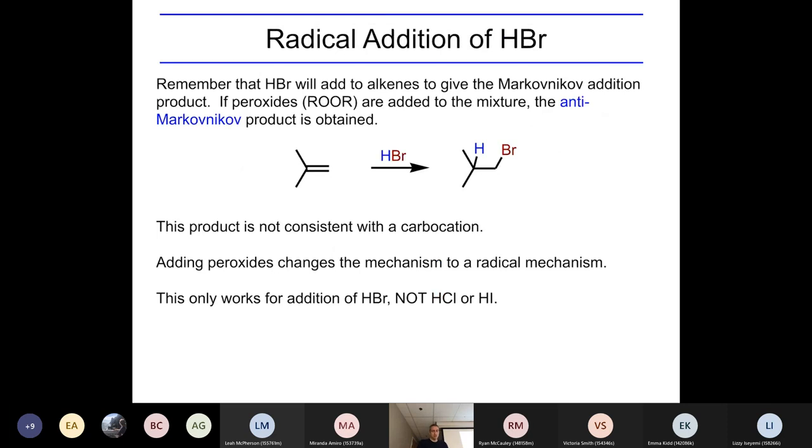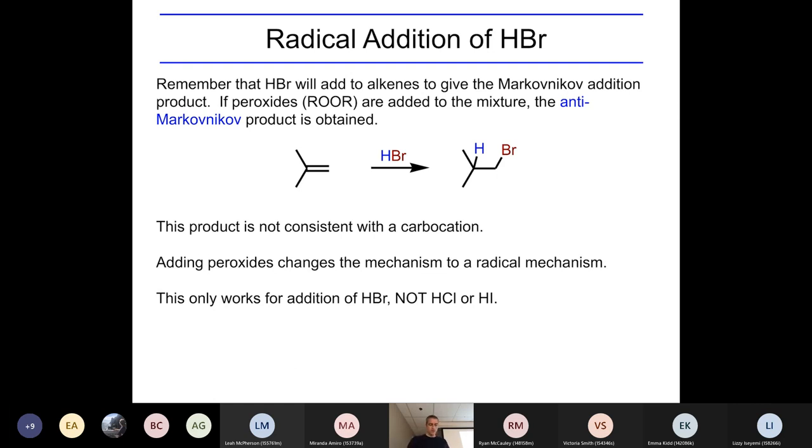The next reaction we're going to be doing is radical addition of HBr. We already did addition of HBr. If you take HBr and react it with an alkene, we said it goes through electrophilic addition, gives you a carbocation, might rearrange, Markovnikov addition, no loss of stereochem or no stereochem, not anti, it's not syn.